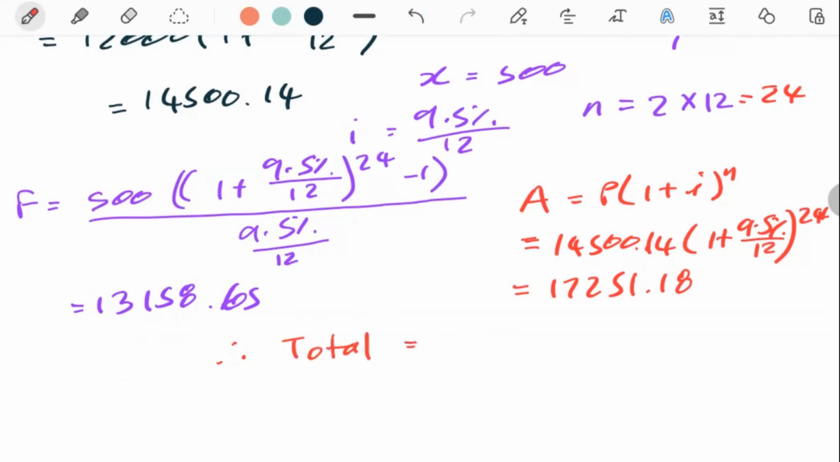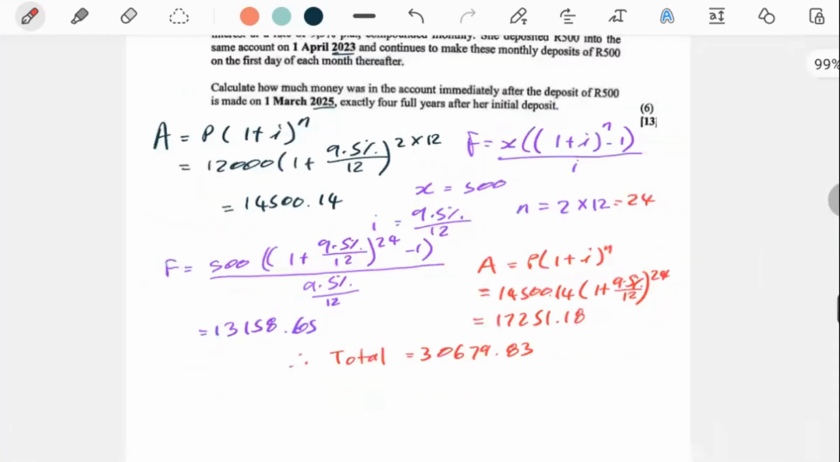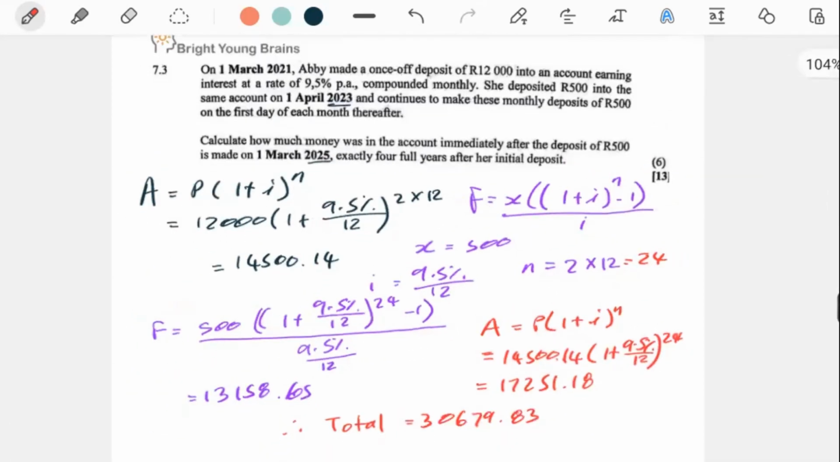you're going to have, let's see here, plus 13,158.65, which gives 30,679.83. There you go. So very strange question, but not too complicated once you just work on it without overthinking it. So let's move on to the next question.